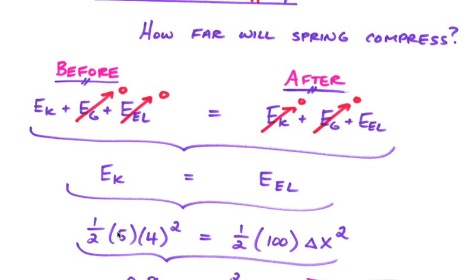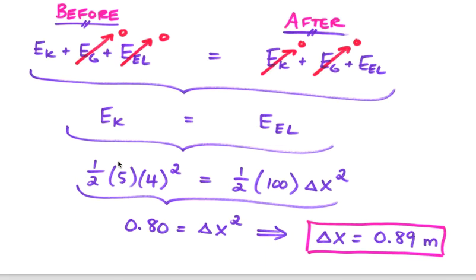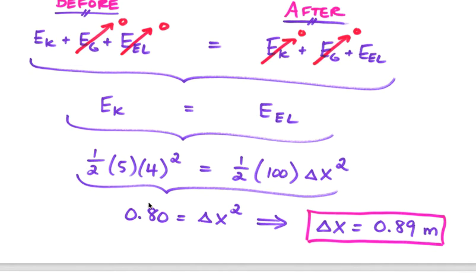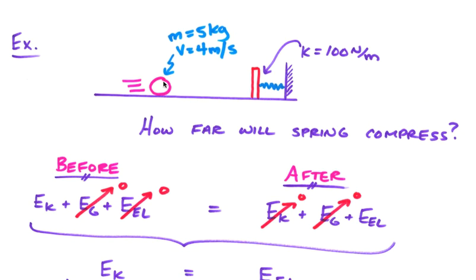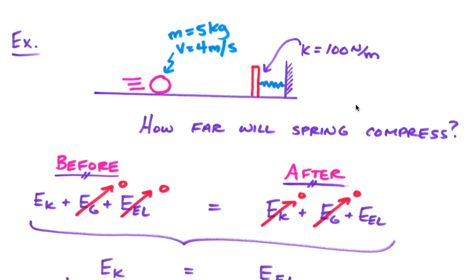I can then use my 1/2 mv squared equation for kinetic energy and my newly acquired 1/2 k delta x squared for my elastic potential energy. And when I plug in the values I was provided up top, I will find that 0.80 must equal delta x squared. You obtain 0.8 by multiplying this and then dividing by 50 because that's half of 100. And if I take the square root of both sides, you will find that this spring will compress 0.89 meters. All the kinetic energy the ball had was transferred and became elastic potential energy once the spring was compressed.